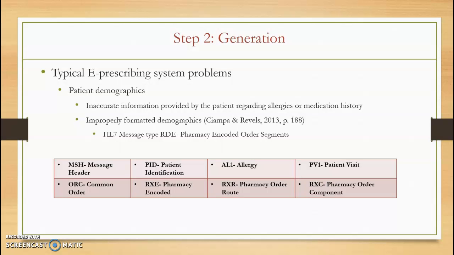One of the typical problems encountered with an e-prescribing system is related to patient demographics and can include inaccurate medication history, allergies, and demographic information that's improperly formatted. The HL7 pharmacy encoded orders, or RDE message type, have 8 segments. Unfortunately, none of the segment abbreviations are included in the error logs. As you can see, they are listed in a table on the screen. So Brendan will have to look at another common problem.